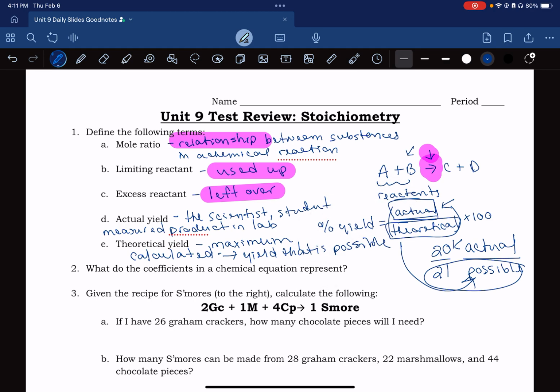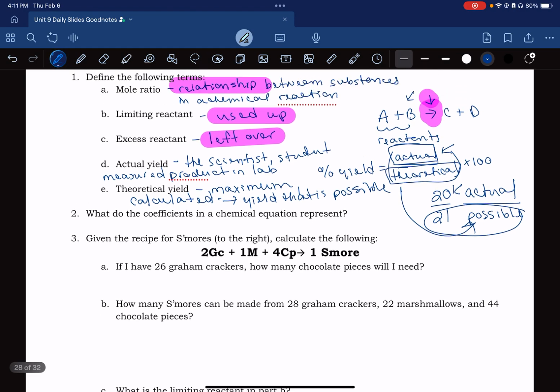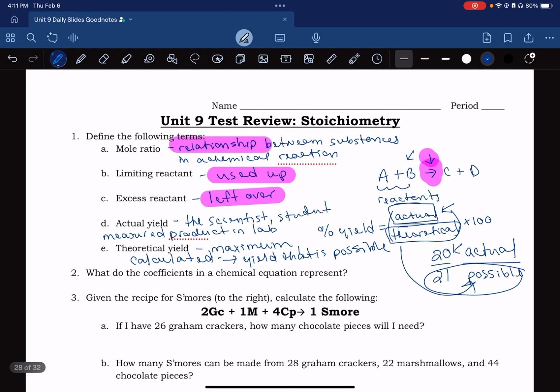Okay, let's move on. So what do the coefficients in a chemical equation represent? All right, so let's look at this one below. This is a s'mores equation, so it's not a real chemical equation, but we have some coefficients. So just a reminder, these are our coefficients here, 2, 1, 4, 1. We learned all about coefficients when we were balancing equations.